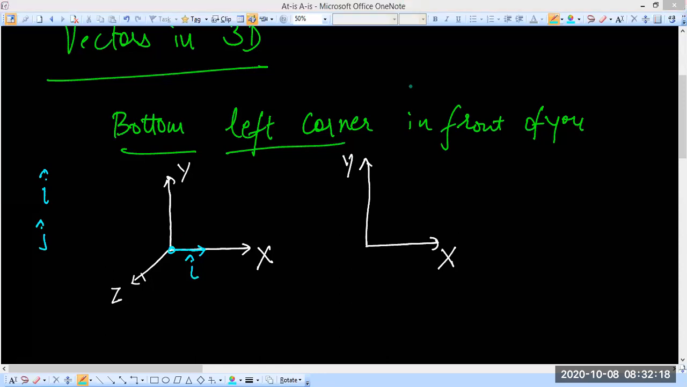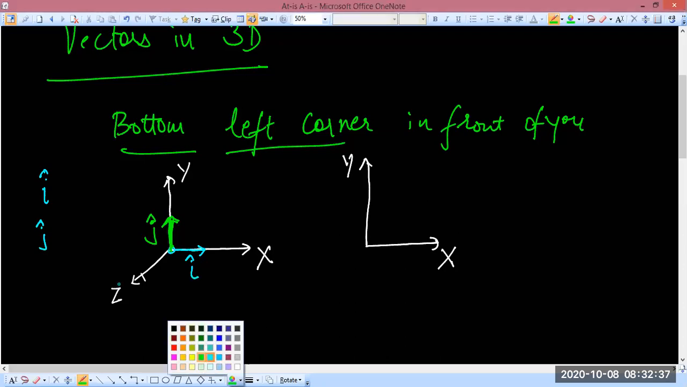Okay, J caret will be in the vertical direction going up, right? Like this. Okay. And now time for the third one. K caret. I, J, K.